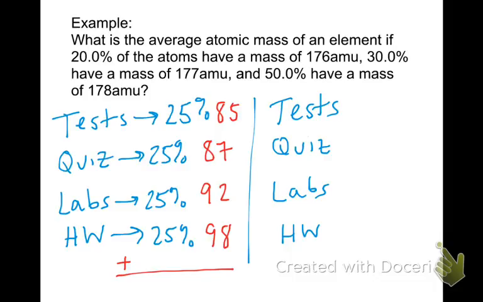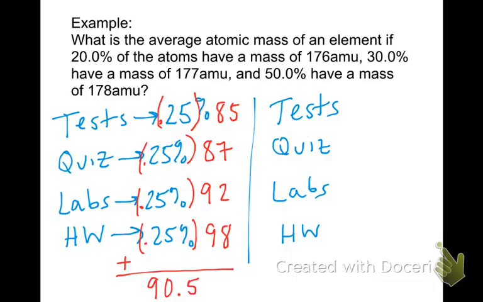So how do we go about doing that? We take our percentage, we make it a decimal, multiply it by the number that we're looking at, and then we simply add them all together. So when we actually do all of that math and multiply 0.25 times 85 plus 0.25 times 87 plus 0.25 times 92 plus 0.25 times 98, we come out with an average of 90.5.